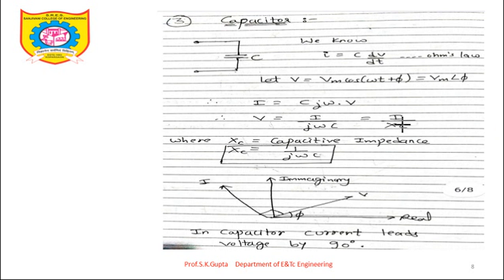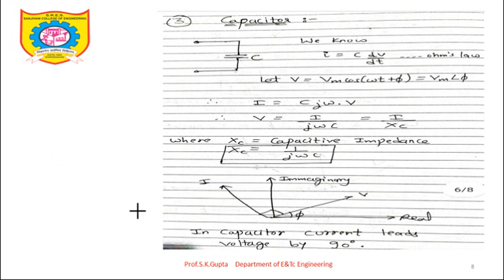Current is nothing but C j omega into V. This j has angle 90 degree, plus the angle of V, which is phi. So the current angle will be 90 degree plus phi. If I rotate it in the anti-clockwise direction by 90 degree plus phi, I will get current in this direction. So this is my current direction.